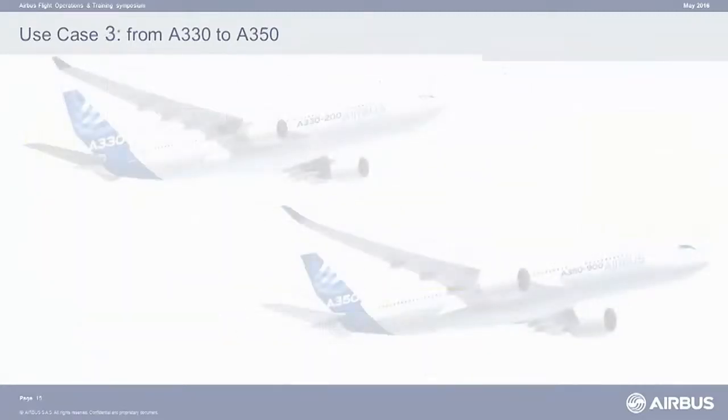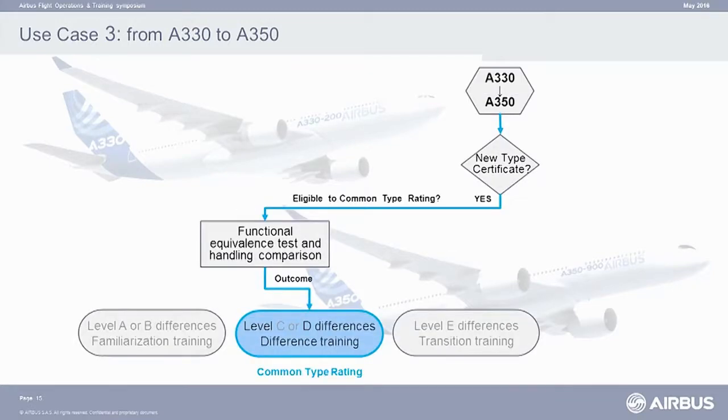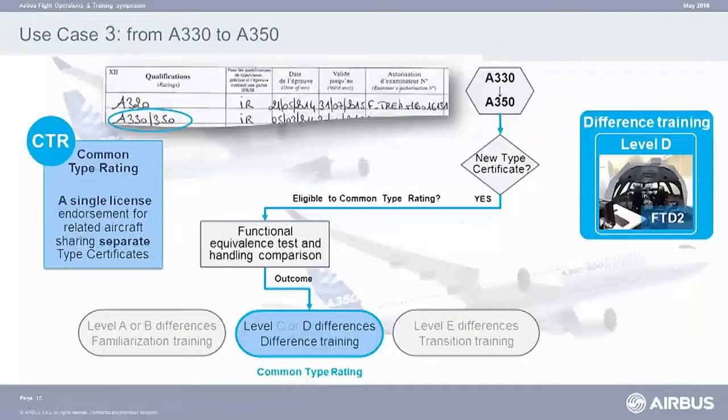Case number 3, from the A330 to the A350. Here, once again, we run the process, and we are able to say, okay, the differences are no more than a level D, meaning difference training, that we have 2 separate type certificates, so we can apply, in this case, for a common type rating. On the license, we have a single license endorsement, A330/350, and difference training level D, we can rely on a flight training device level 2 at EASA level. Okay?